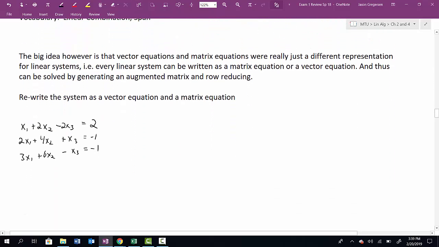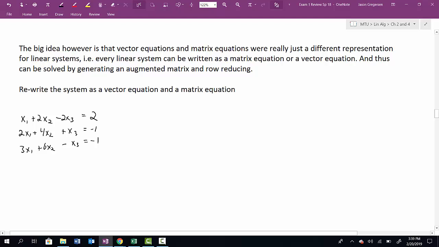All right, so now we see those equivalencies. The big idea was that a vector equation and a matrix equation are all just really representations of the same thing, and we solved them all using an augmented matrix and row reduction. Okay? So your next task would be to rewrite this in all these forms. Okay? So here's our system. Write the matrix equation. Go ahead and write the vector equation. I'll give you a minute here. You can write those guys down so that we're happy with the different representations.